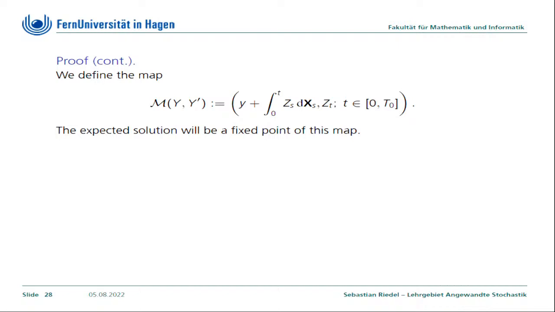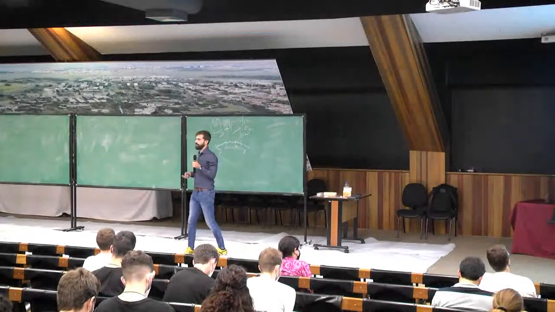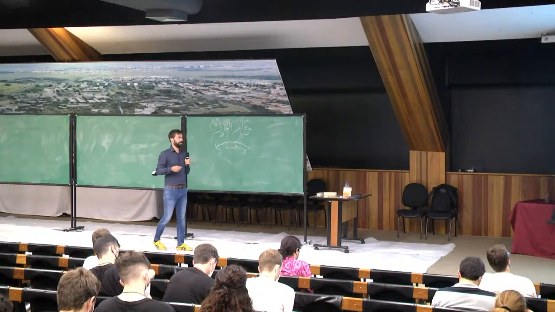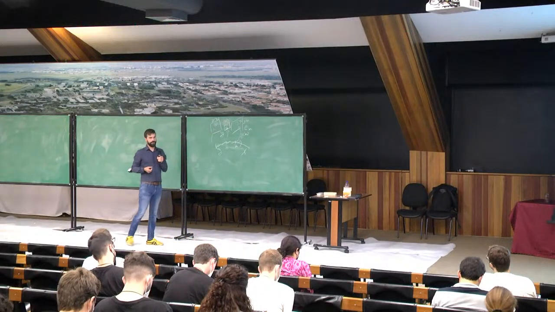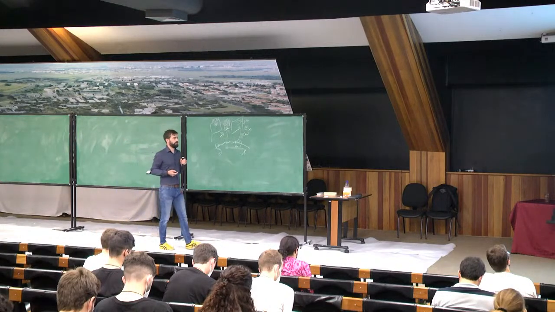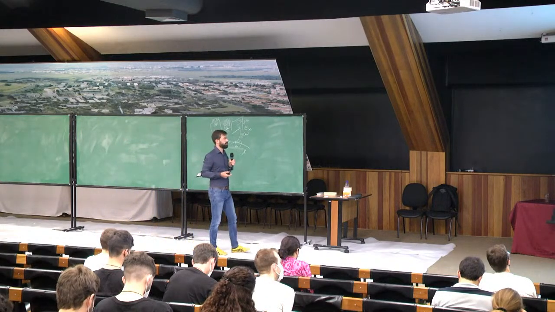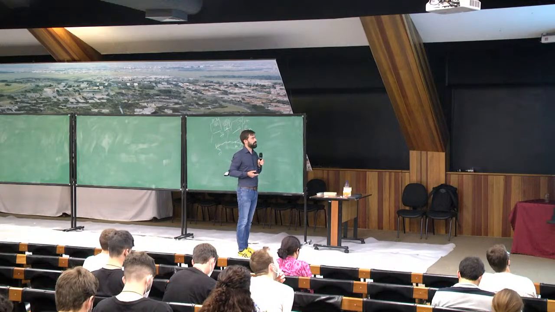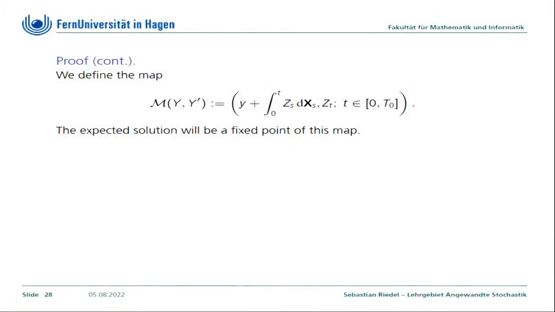So this map here is indeed defined since we know that the composition of a smooth function with a controlled path is again a controlled path, so we can define this integral. And it's easy to see that a fixed point of this map is a solution to the equation.